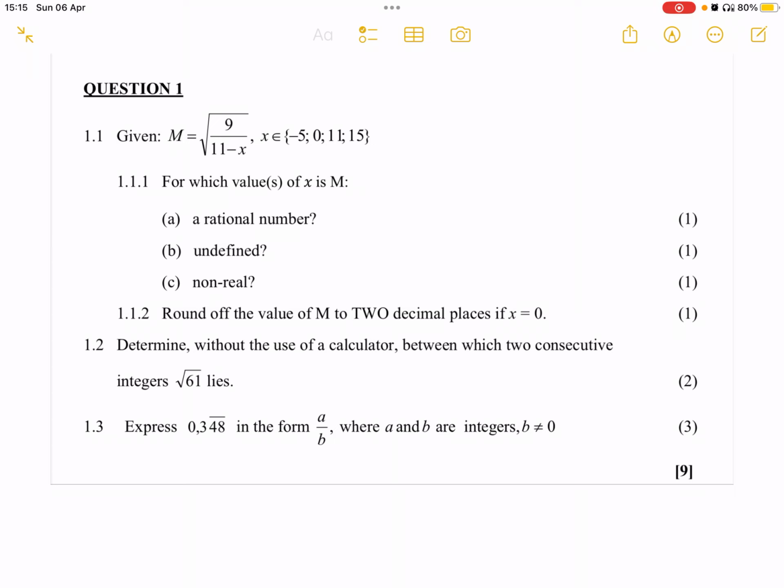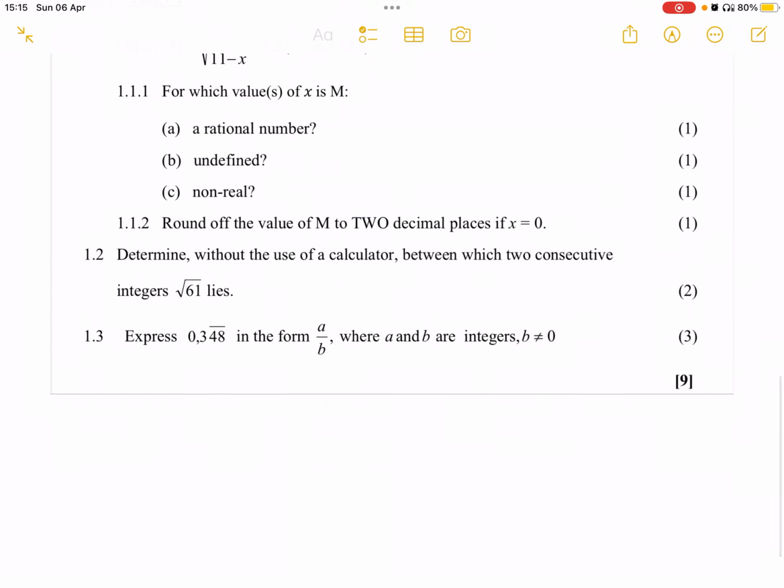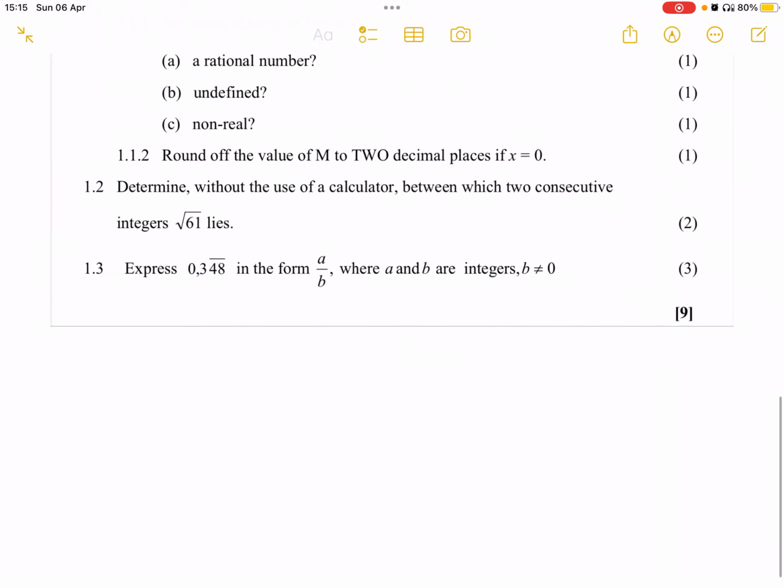Okay. Question 1 was strictly algebra, whereby you're given m, which equals the square root of 9 over 11 minus x, and the x values that were given are an element of {-5, 0, 11, 15}. And the first question that is asked here is: for which values of x will m be a rational number? That's A. Right, so we're looking at 1.1.1a. When will it be a rational number?